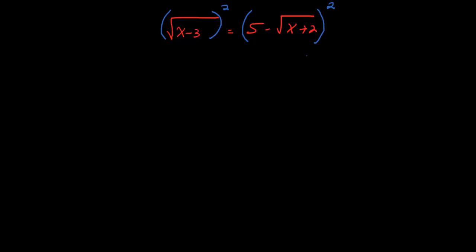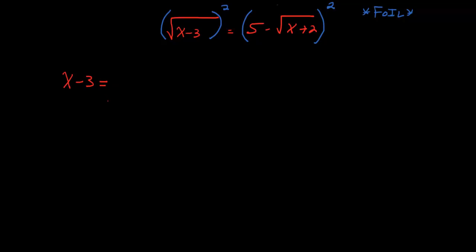So I'm going to put a little star here to make sure that we FOIL this right side out, because in essence we have a binomial. So do not think you can distribute the square, because that does not work. You have to actually multiply that out twice. So on the left side, the square root of x minus 3 squared is going to cancel. We're left with x minus 3.